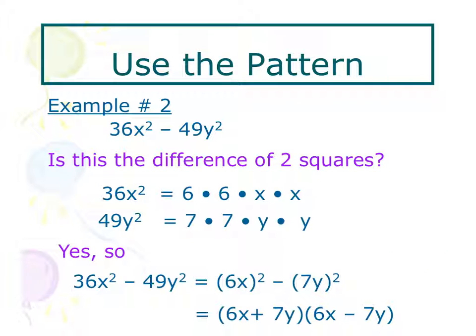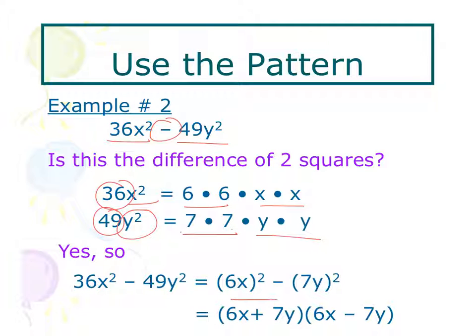Another example, 36x squared minus 49y squared. Is this the difference of two squares? Well, it's definitely a difference because there's a minus sign between them. And look, 36 is a perfect square, x squared is a perfect square, 49 is a perfect square because it's 7 times 7, and y squared is a perfect square because it's y times y. So it factors into the quantity 6x plus 7y times the quantity 6x minus 7y.